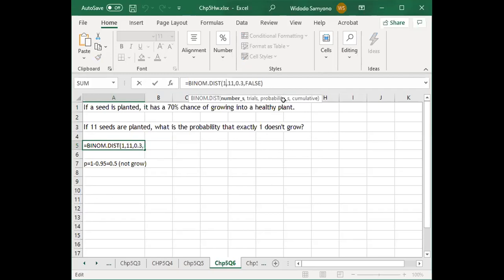And the 11 will be the number of trials, or the number of seeds. So first is the number they're asking about, which is one doesn't grow, then how many total, then the percent, and then we put false since they're asking for exactly. Yeah, false is because you're asking for exactly. For example, if you're asking about less than, you need to put true. Okay, thanks.